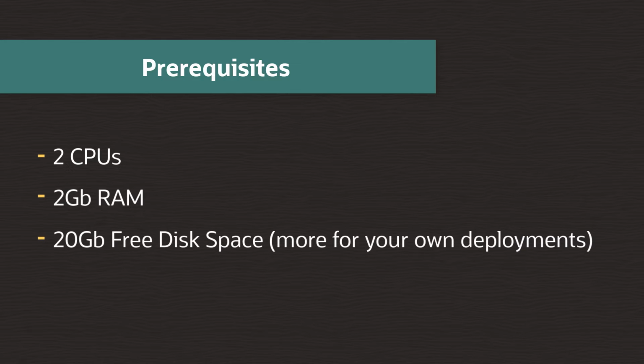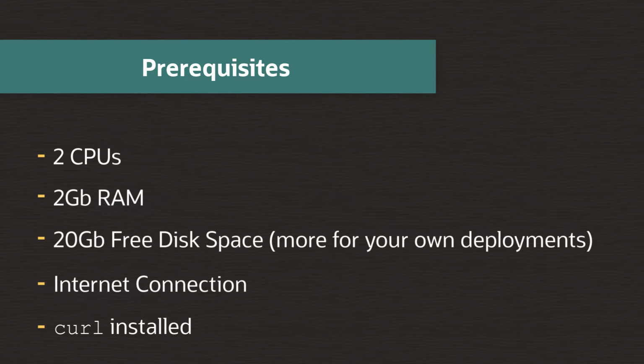So if your system meets or exceeds the following, then you'll be good to go. 2 CPUs, 2 GB of memory, 20 GB free disk space for Minikube itself. More is definitely better. Internet connection, curl installed. Great, then let's get the show on the road.